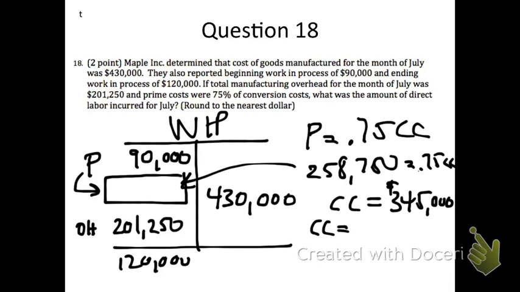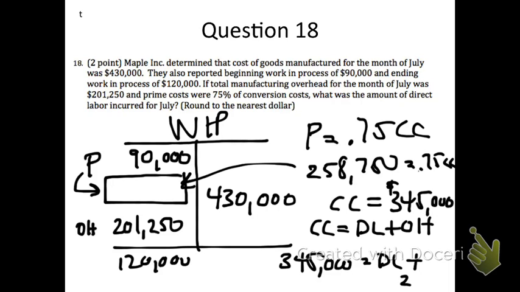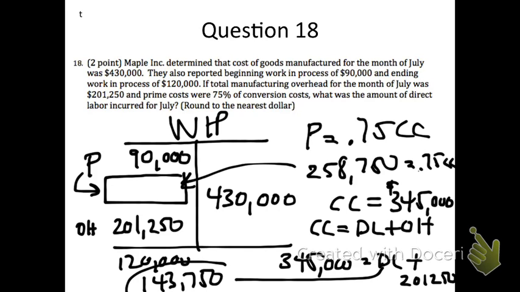I know conversion cost is direct labor plus overhead, so 345 equals direct labor plus my overhead. I always run out of room, 250. So direct labor turns out to be 143,750. Gets kind of messy.